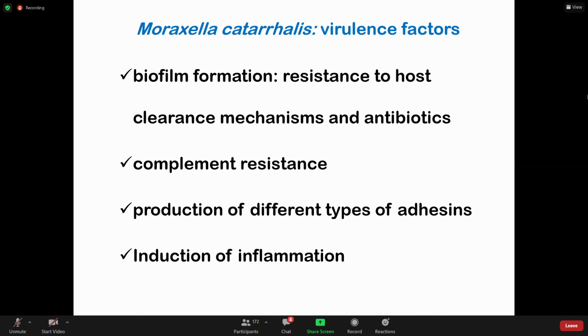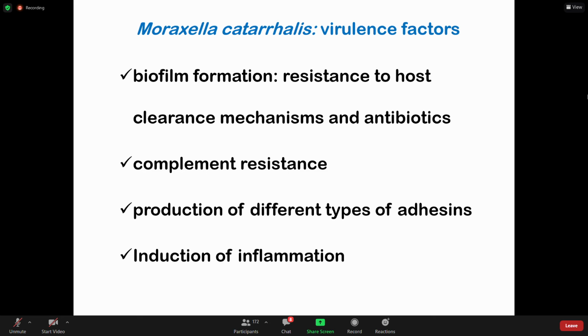The virulence factors associated with these organisms include its ability to form a biofilm. When an organism is within the biofilm, it is resistant to the clearing mechanisms and to the effect of antibiotics. So the immune system cannot get to the organism while it is within a biofilm.